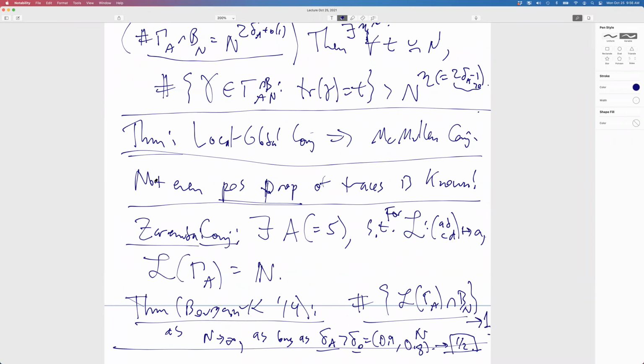So in particular, these groups gamma can be indiscrete, right? I mean, so.